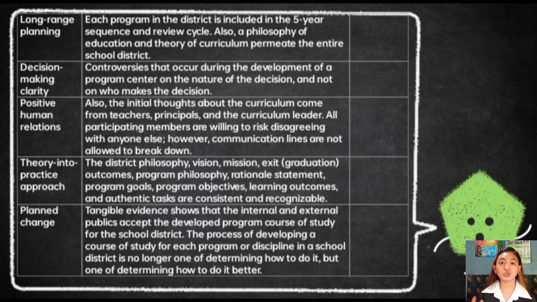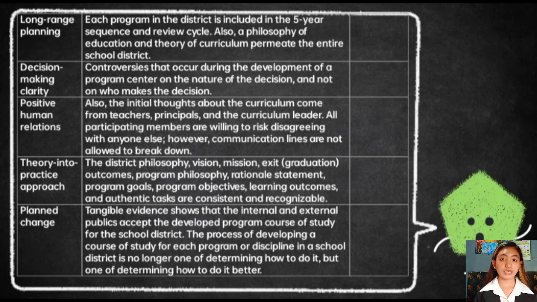The decision made during the development of the curriculum must be the focus and not who developed the curriculum. The eighth indicator, positive human relations. The communication between the curriculum developers, educators, and principals must remain positive in order for them to create the curriculum effectively. The ninth indicator is the theory into practice approach. All factors like objectives, outcome, activities, and others must be clear and understandable.